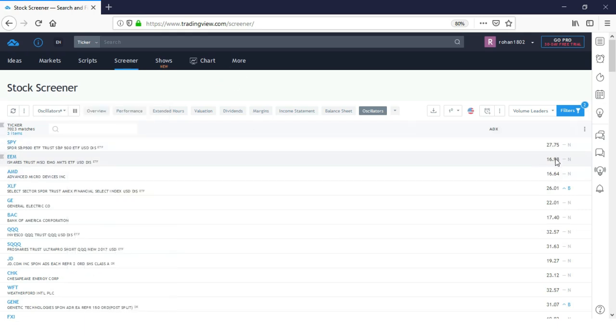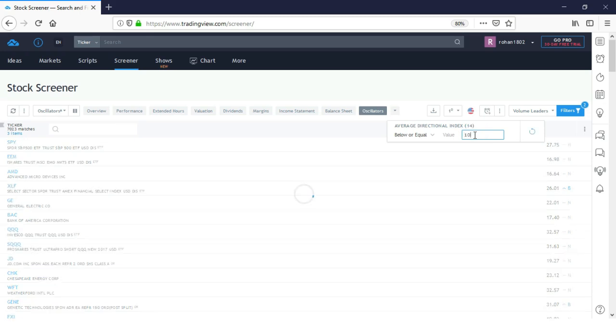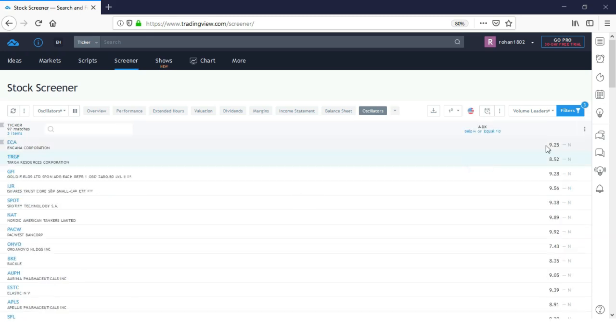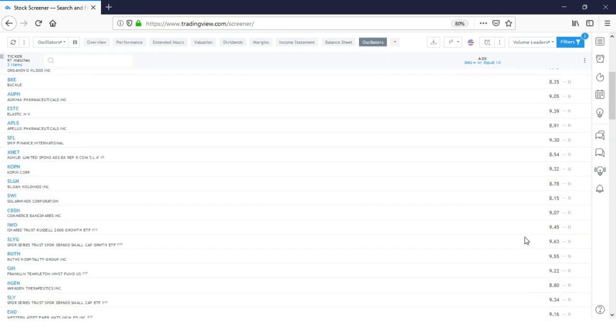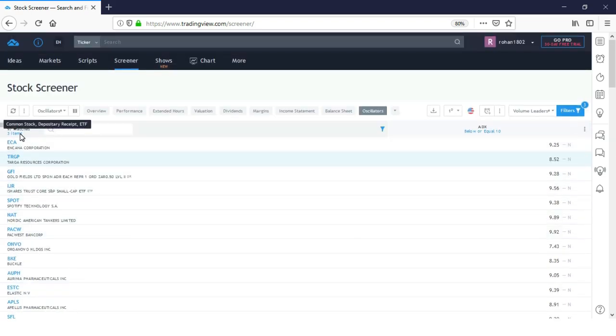Now you see the ADX is there, and now we put the values. We want to know which are the stocks which have the ADX below or equal to 10. So these are the stocks. I think the stock matches are 97, and all these stocks are in a very deep consolidation.